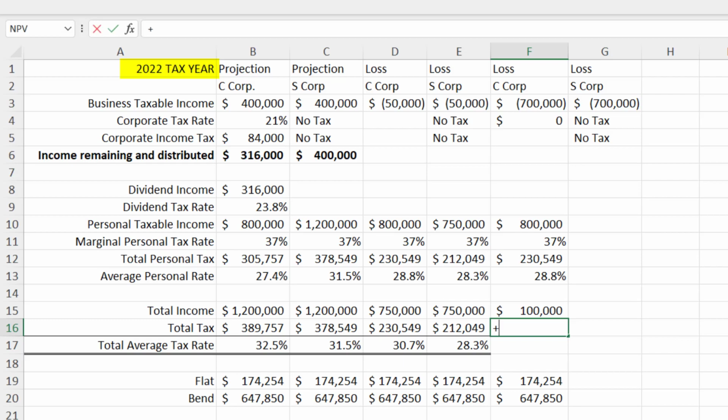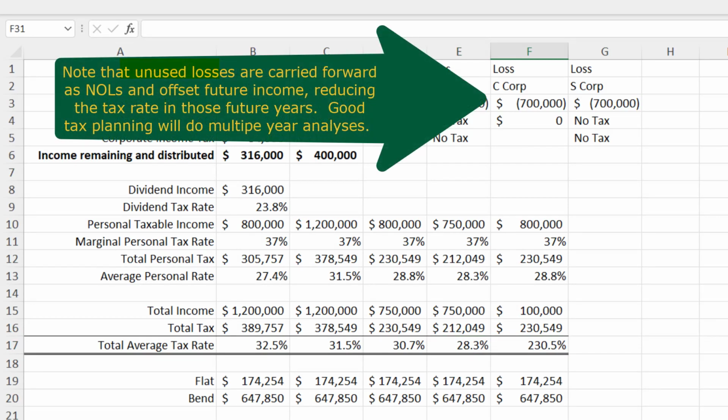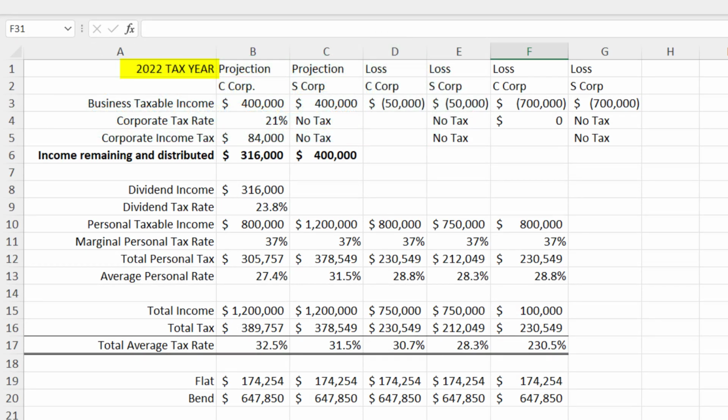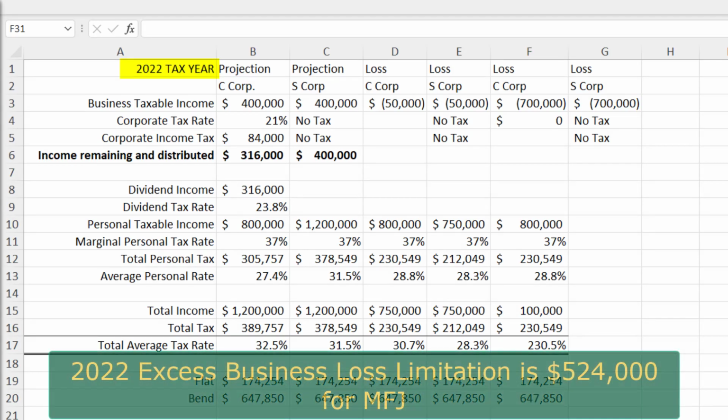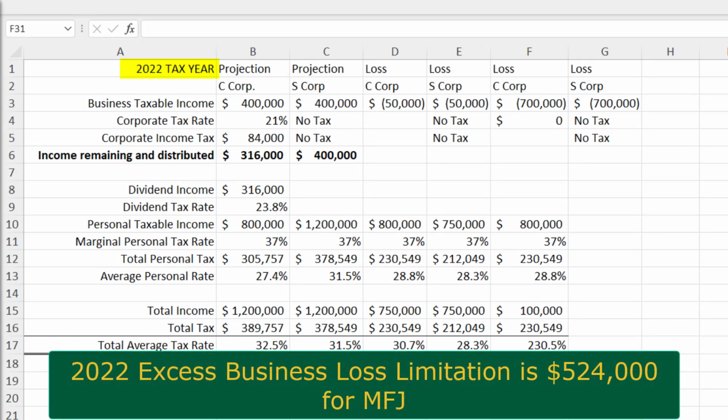Their total tax, of course, is the $230,539, and when we copy this formula across, we can see that their tax was actually 230.5% of their usable income for the year. Kind of crazy, huh? What happens if they are an S corporation? Well, in 2022, we have another limit, and that other limit is the excess business loss limitation. It is capped at $524,000 for a married couple.